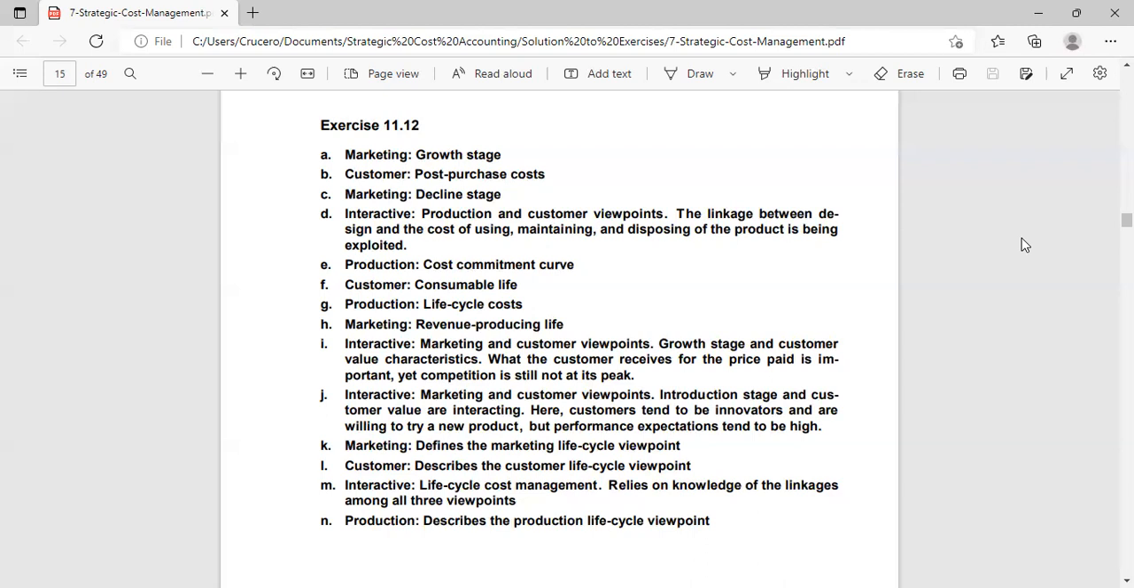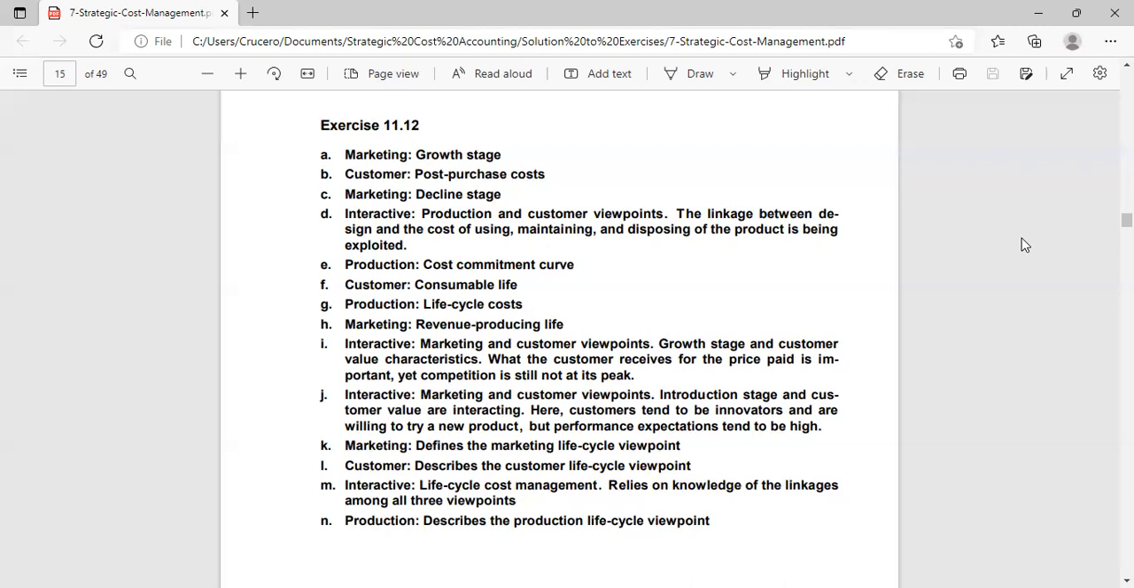Then letter J, customers have the lowest price sensitivity during this stage. So again, interactive, marketing and customer viewpoints, introduction stage, and customer value are interacting. Here, customers tend to be innovators and are willing to try a new product, but performance expectations tend to be high. Then in letter K, describes the general sales pattern of a product as it passes through distinct life cycle stages.